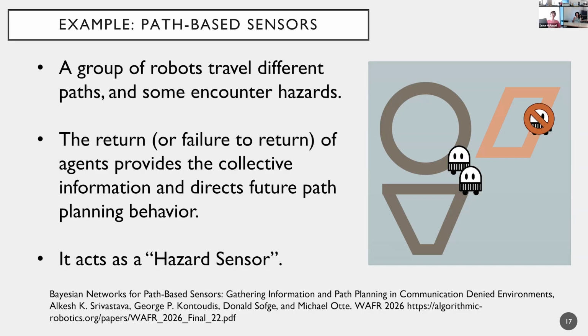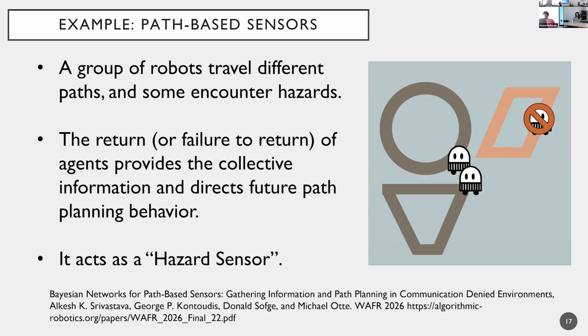The point here is that information comes from sources other than sensors built into the robots. In this case, a hazard sensor, but in many other cases, it can be much more abstract.